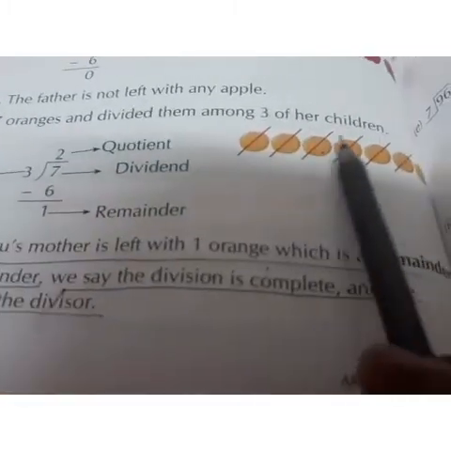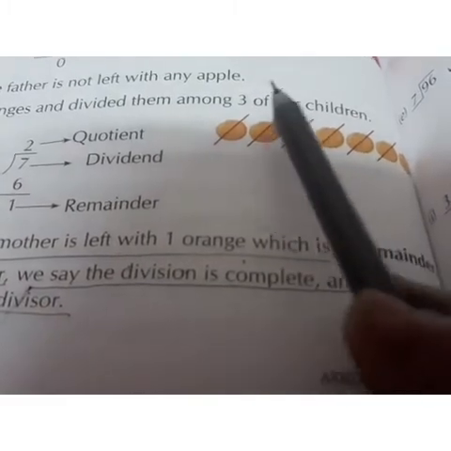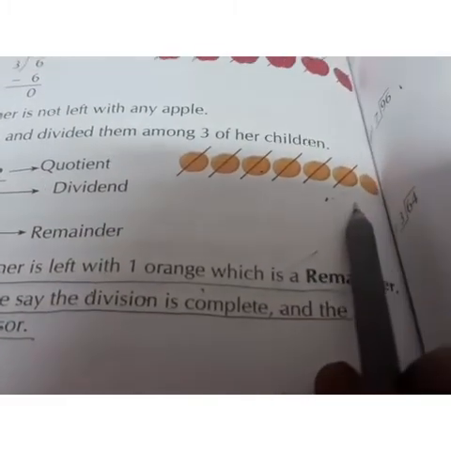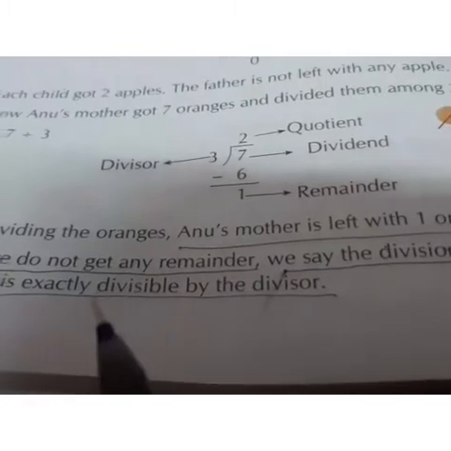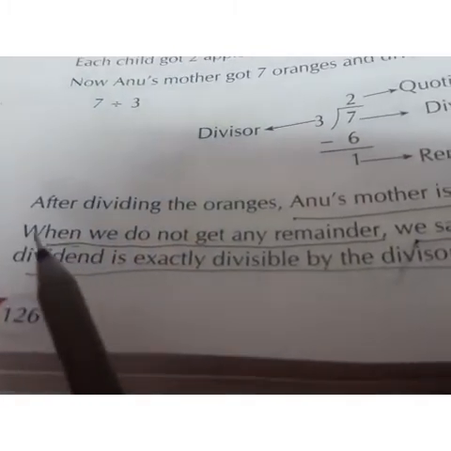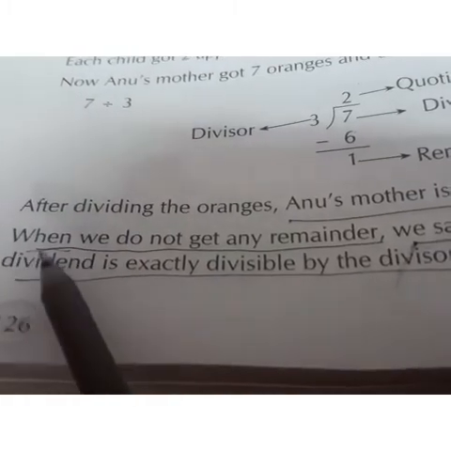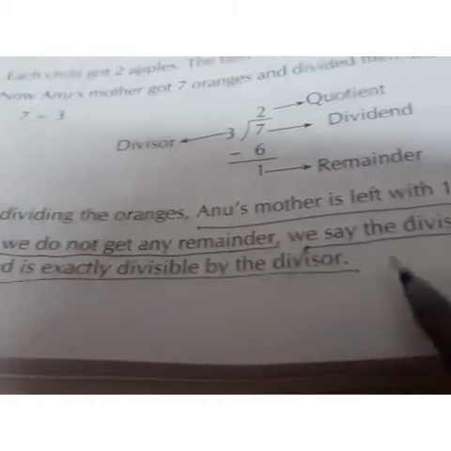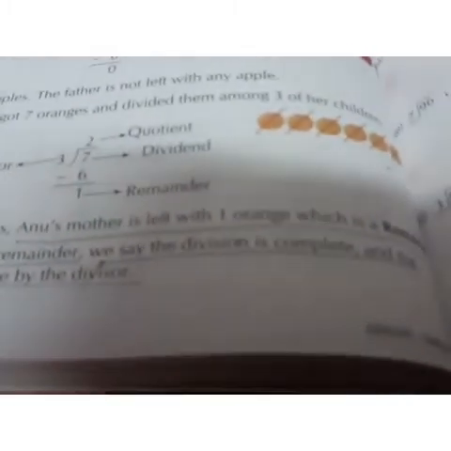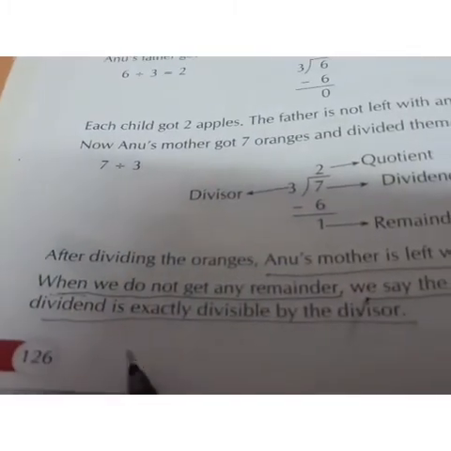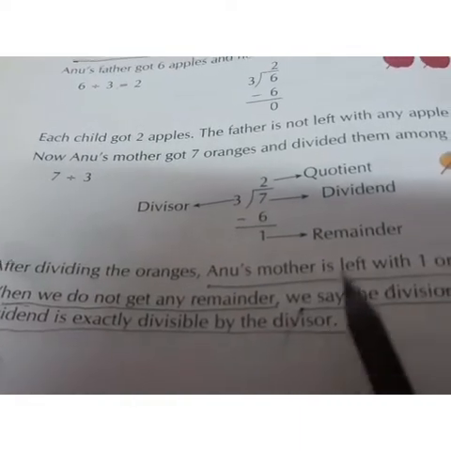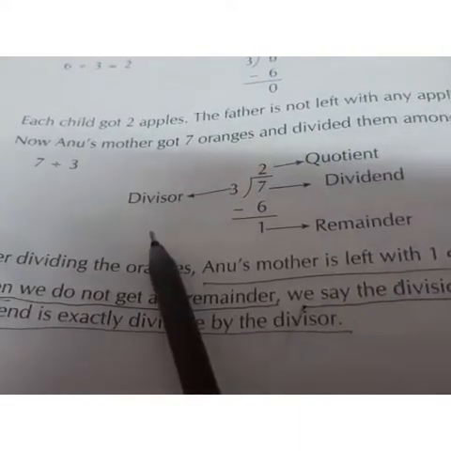That means you can see this. You can see here there are 7 oranges, 6 oranges have been cut and 1 is left. That means the 1 orange that is left is called the remainder. Now you have to underline these lines which are very important. When we do not get any remainder, we say the division is complete and the dividend is exactly divisible by the divisor. That means dividend is exactly divisible by the divisor.